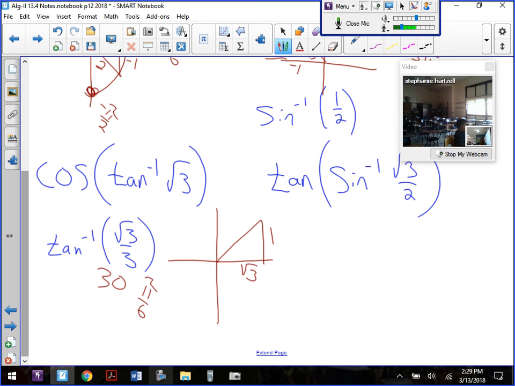And then sine of 1/2. Just so happens that can be a triangle. Peace out, Kevin! What angle has an opposite of 1 and a hypotenuse of 2? Lo and behold, it's 30 degrees again. Means it's pi over 6.